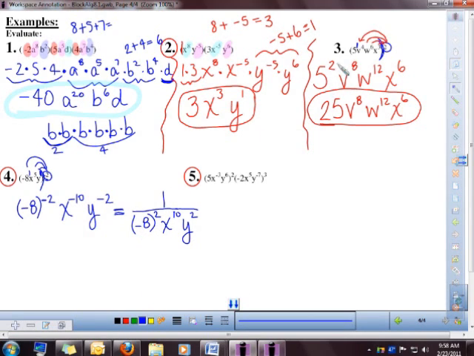Now we go back and simplify this part, just like on number 3. I forgot to do that. Don't forget to do that. So we've got 1 over, now what is negative 8 in parentheses squared? Is it 64 or negative 64? It is 64, very good. x to the 10, y squared. And there's your final answer.